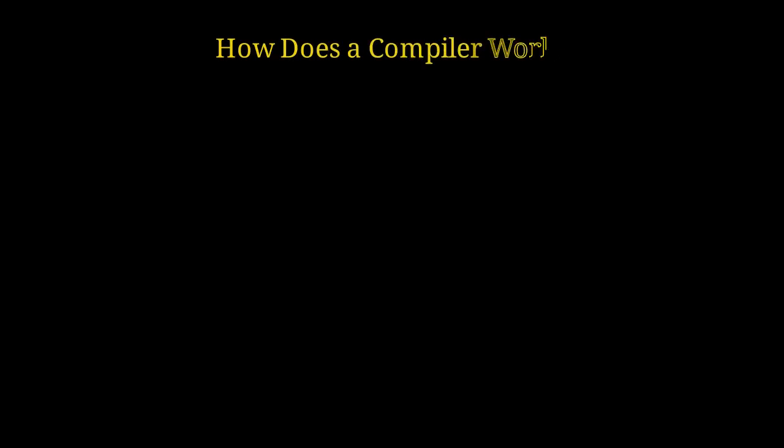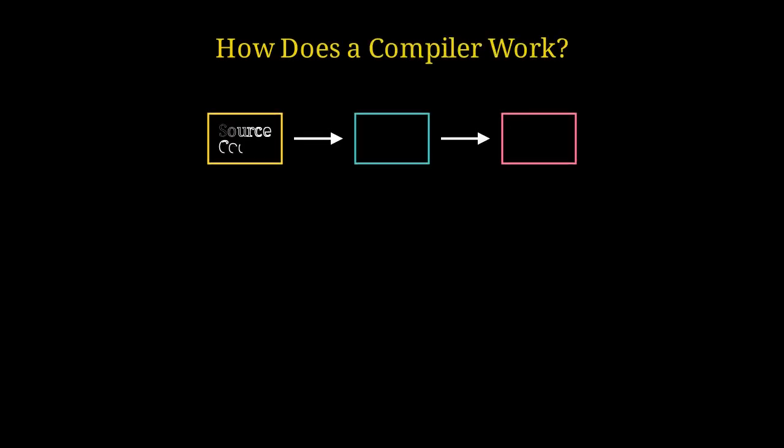Let's explore how compilers transform human-readable code into machine instructions. A compiler is a special program that translates source code written by humans into machine code that computers can execute directly. Let's start by understanding what a compiler does.